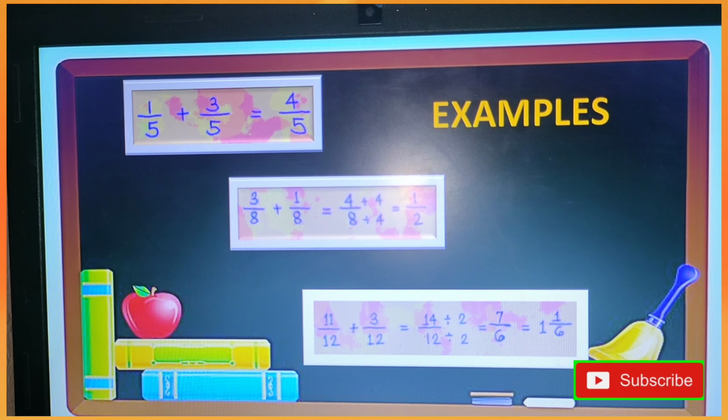Let's have the next example. 11/12 plus 3/12 equals 14/12. 14/12 is in higher term. What is the GCF? The GCF is 2. So, 14 divided by 2, 7. 12 divided by 2, 6. 7/6 is an improper fraction. So, let's change to mixed fraction. The answer is 1 and 1/6.